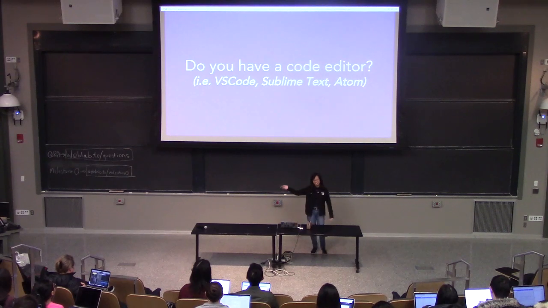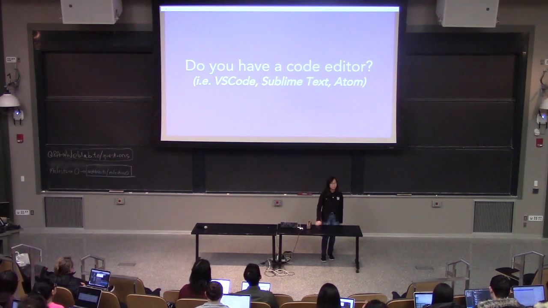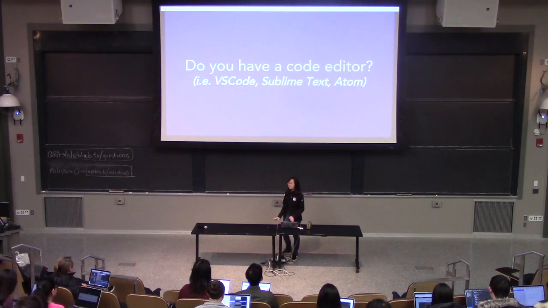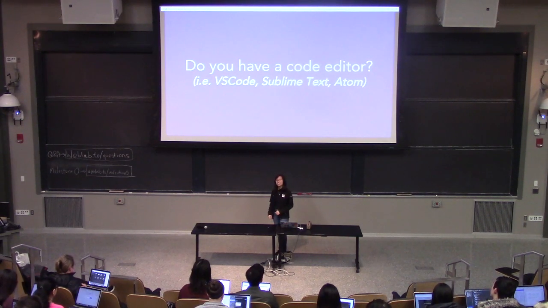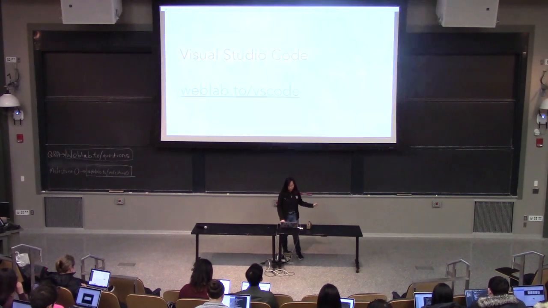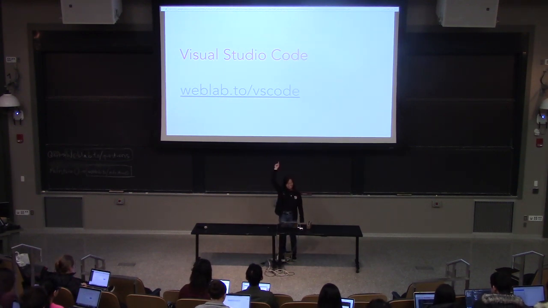Do you have a code editor or text editor? For example, VS Code, Sublime Text, Atom. If you do, you're set. You're good. If you don't, if you only have Notepad, I would not recommend Notepad. Google Docs also does not count for this case. So we're going to walk you through how to get VS Code, Visual Studio Code. It's super easy. If you want to get this, go to this website, weblab.to/vscode. I will also go through this process and download it because I just deleted it yesterday.